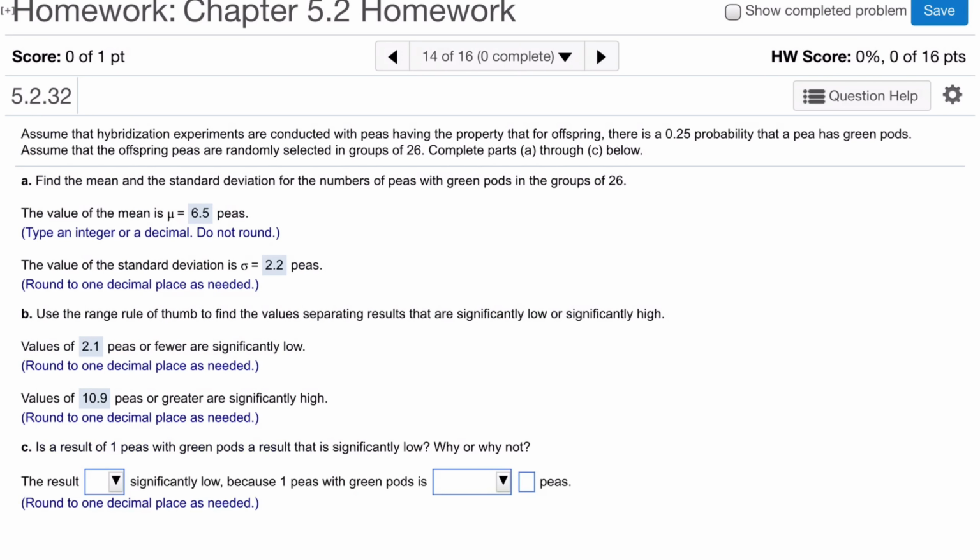Is a result of 1 pea with green pods a result that is significantly low? Why or why not? This value is less than 2.1. 2.1 was our left endpoint for the interval that gives us values that are significantly low or significantly high. The result is significantly low because 1 pea with green pods is less than 2.1 peas.